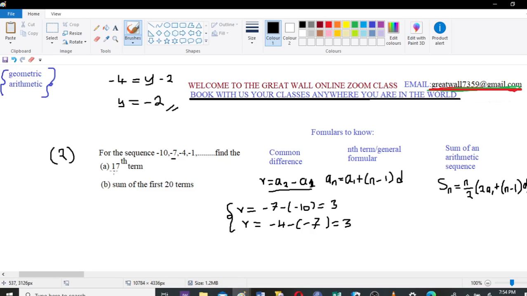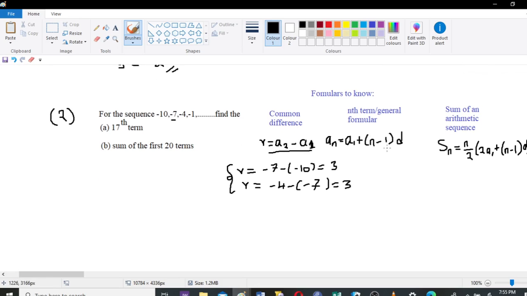So how do we find the 17th term? Look at the formula for the nth term, or rather the general formula which you can use to calculate any term that you want in a sequence. So this is the formula here. You need to know these formulas. So let's use that one and find the 17th term. Here now we are answering A. So how do we do that?